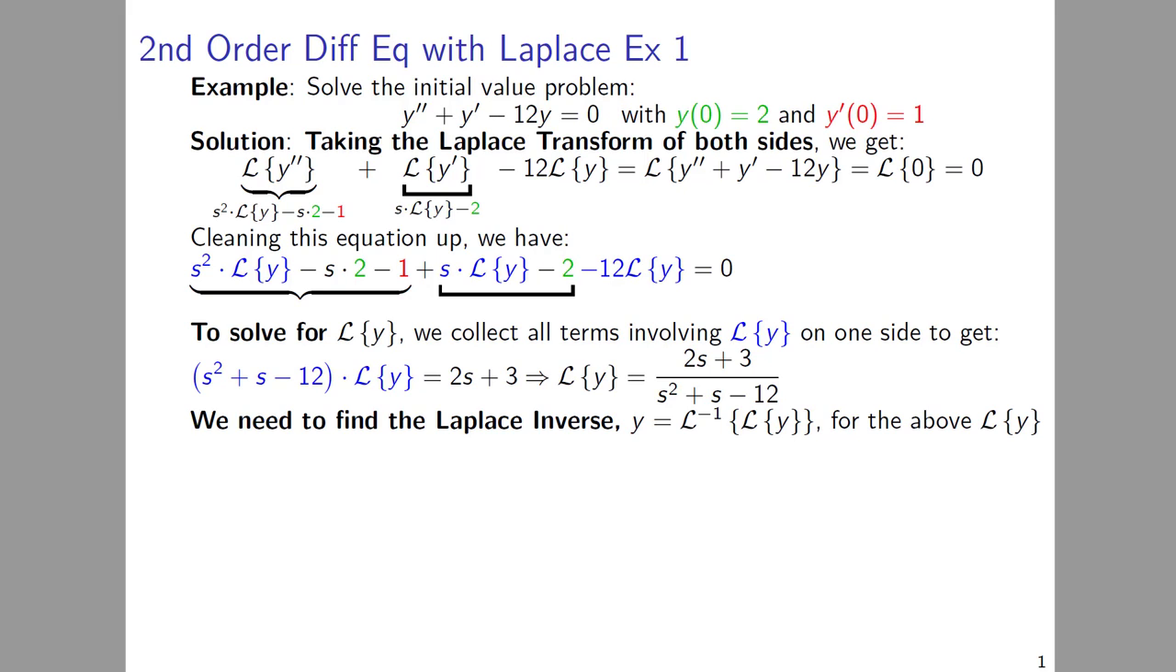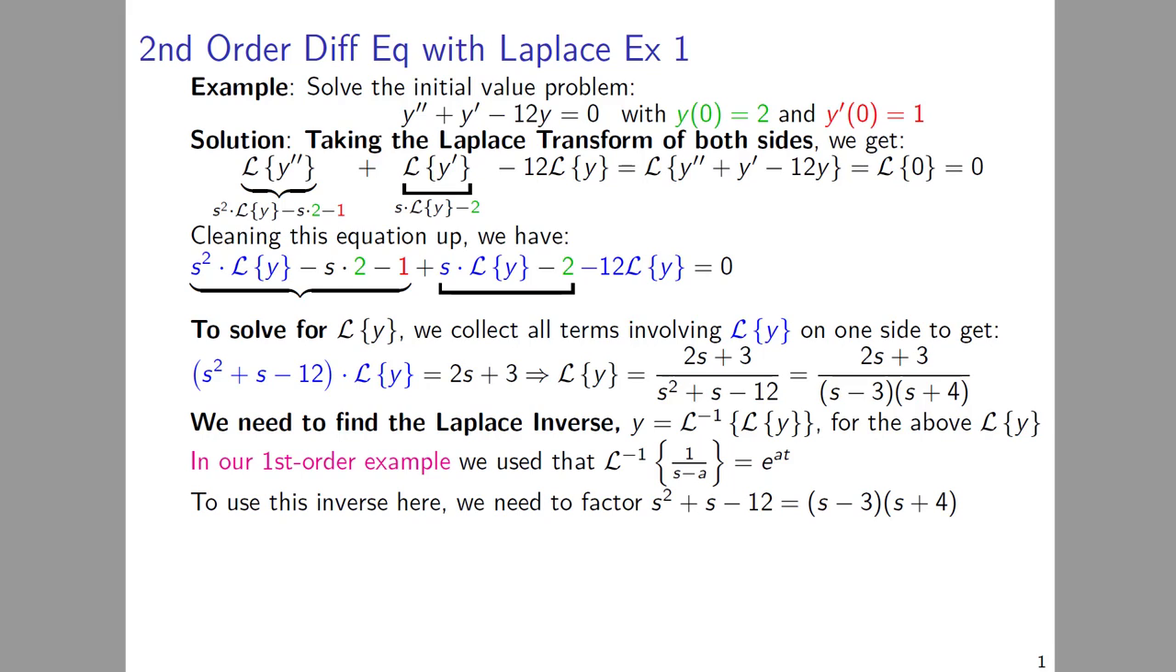Now that we know the Laplace transform of y, we need to find its inverse to know y itself. So we need to find the Laplace inverse of our above Laplace of y, 2s plus 3 over s squared plus s minus 12. In our first order example, we used that the Laplace inverse of 1 over s minus some constant a is e to the at. But here we can't directly use that because our denominator is not linear. It's s squared plus s minus 12. So to find the inverse here, we're going to need to factor our denominator.